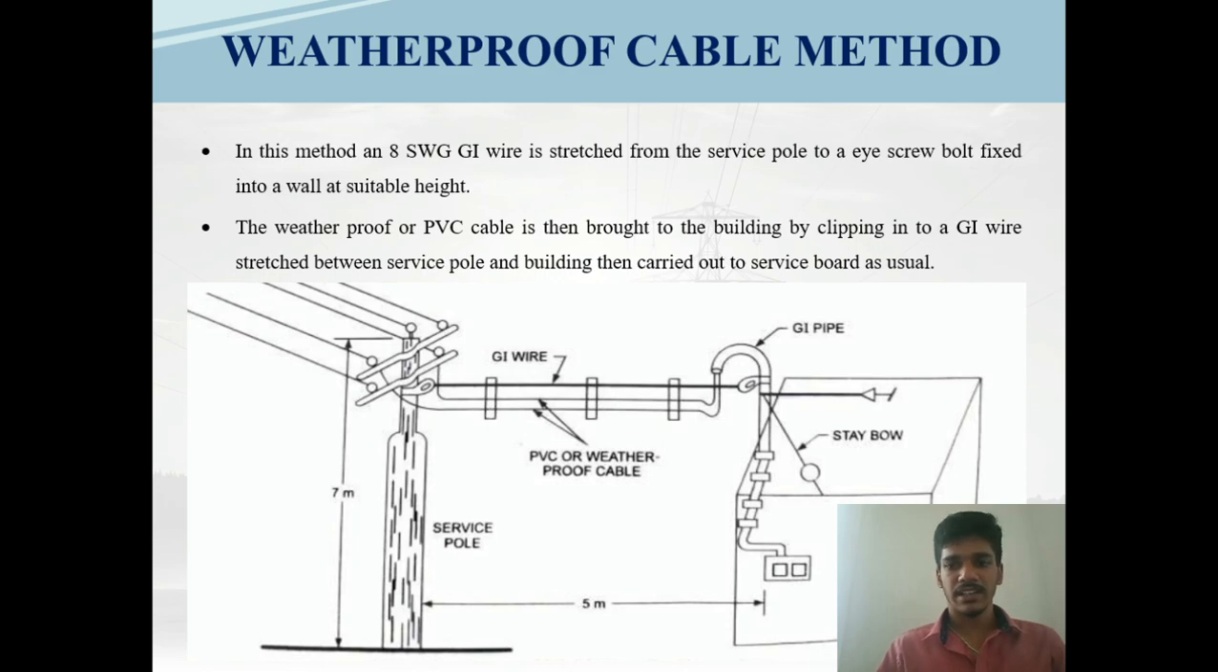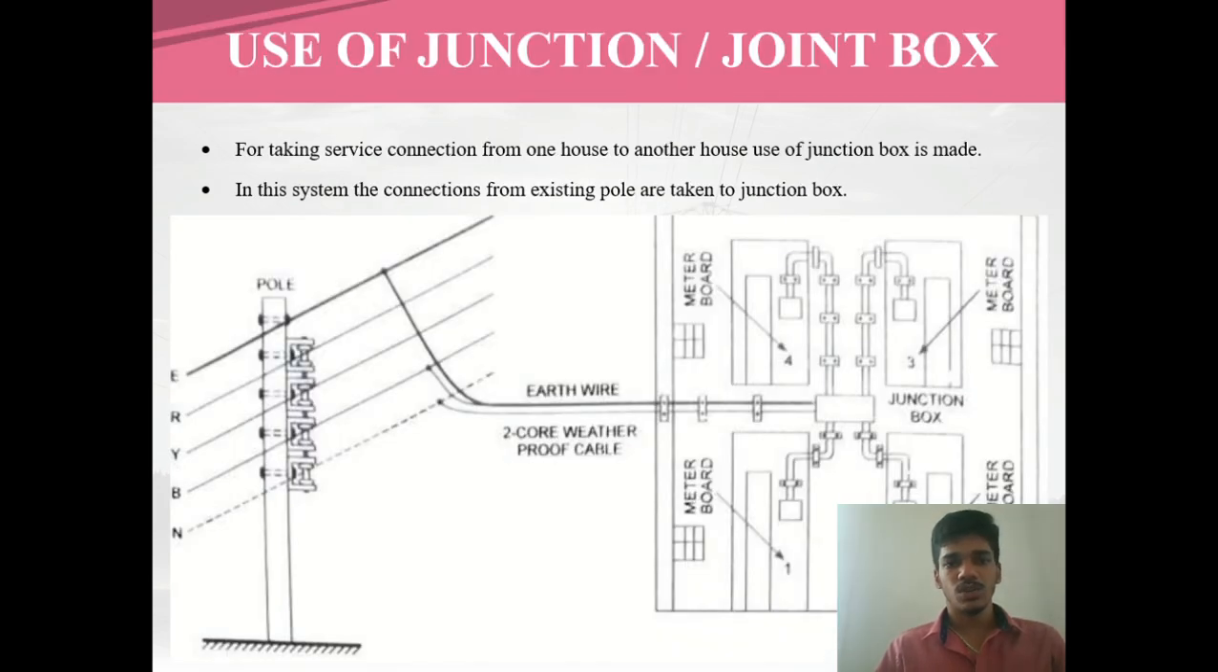The next type is the use of a junction box or junction board for overhead service mains. This is also a very popular method for taking a service connection from one house to another. In this system, connections from the existing pole are taken to the junction box. The figure shows how junction box connections are made.